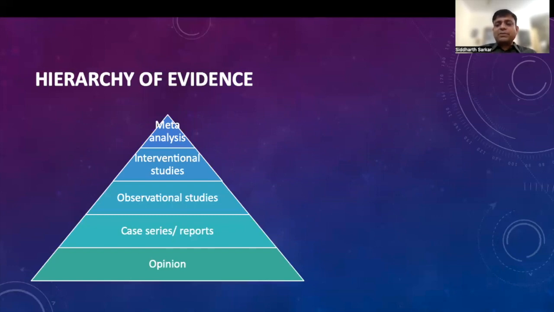Now, we need to know something about the hierarchy of evidence. Some kind of evidence is given more importance as compared to others. For example, opinions, expert opinion, it is seen as the lower range of the evidence. A little bit higher than that is case series and case reports. Higher than that are observational studies. Better than that are interventional studies in a controlled environment. And highest level of evidence is meta-analysis. So when a large amount of evidence exists, it is important to focus on the higher aspects of evidence rather than at lower levels.